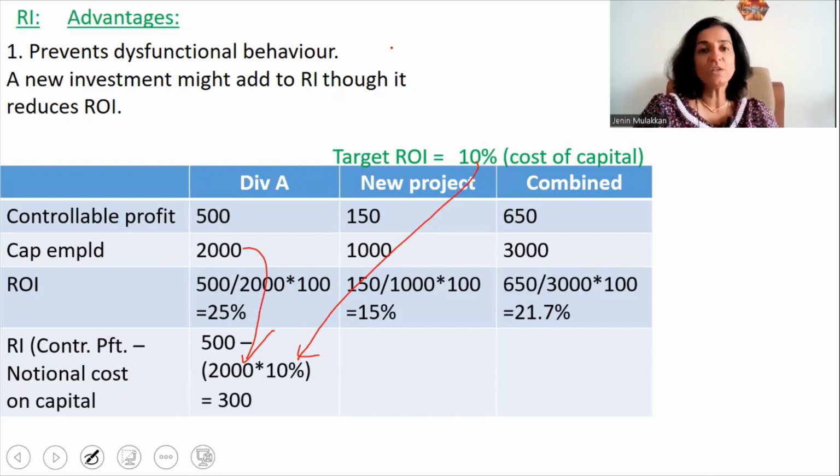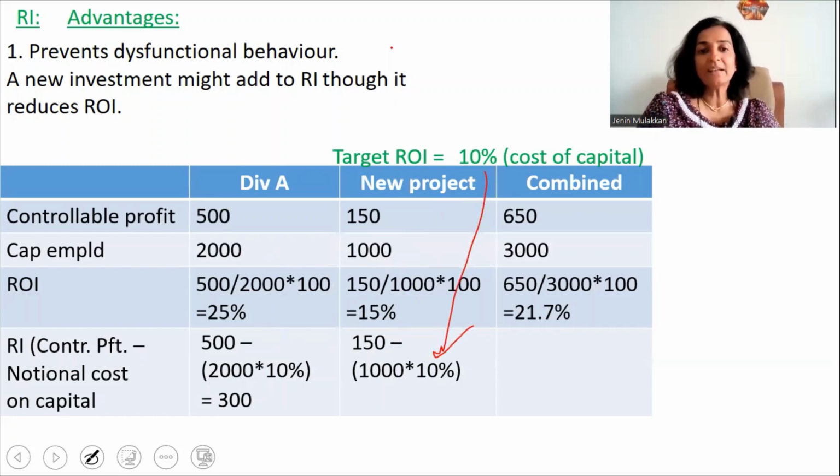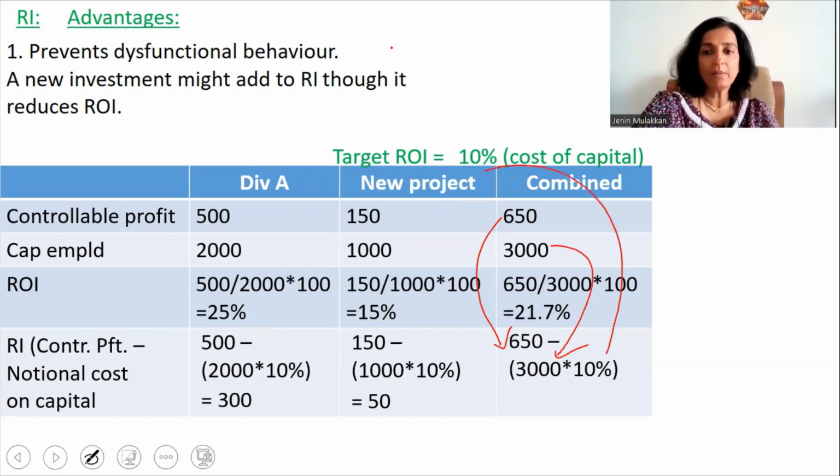Now we will take the residual income of the new project. It is 150, which is the controllable profit, minus capital employed 1000 into 10%. So the residual income comes to 50. Now we will take the combined residual income. So it is 650, which is the controllable profit, minus capital employed 3000 multiplied by cost of capital 10%. So we get the residual income as 350.